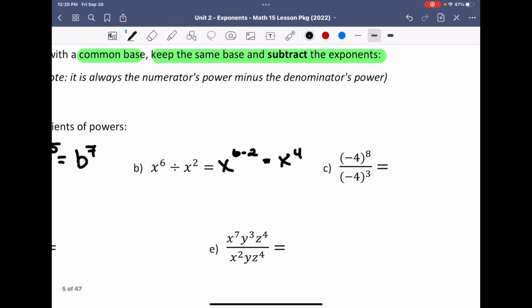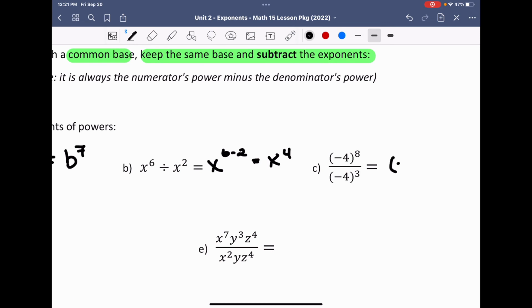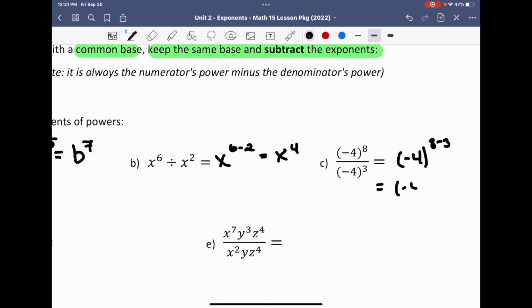In C here, we have a common base. We always write out that common base. And we say, okay, well, it's the numerator's exponent minus the denominator's exponent. 8 minus 3, this means this is equal to negative 4 to the power of 5.